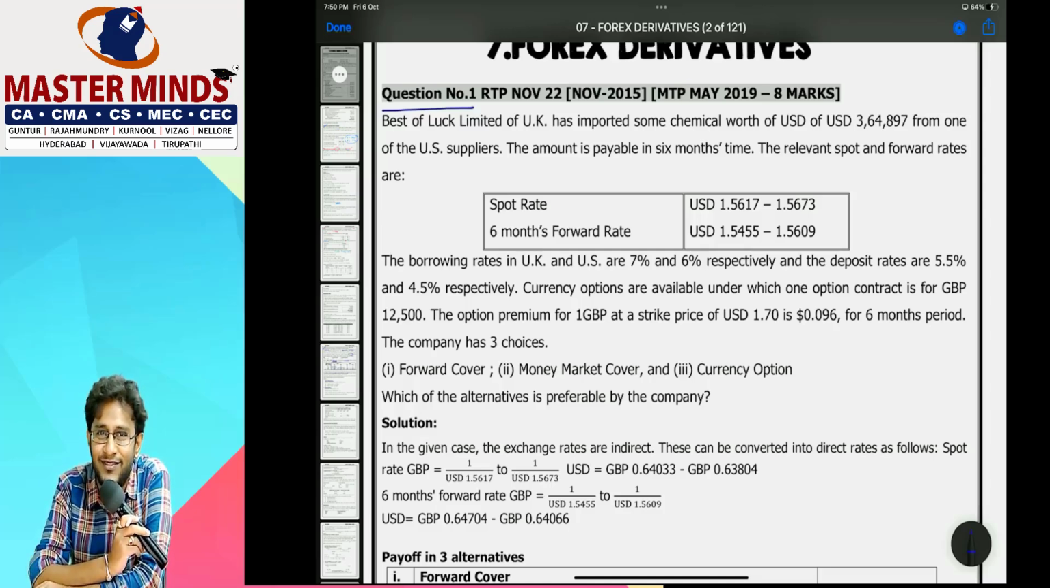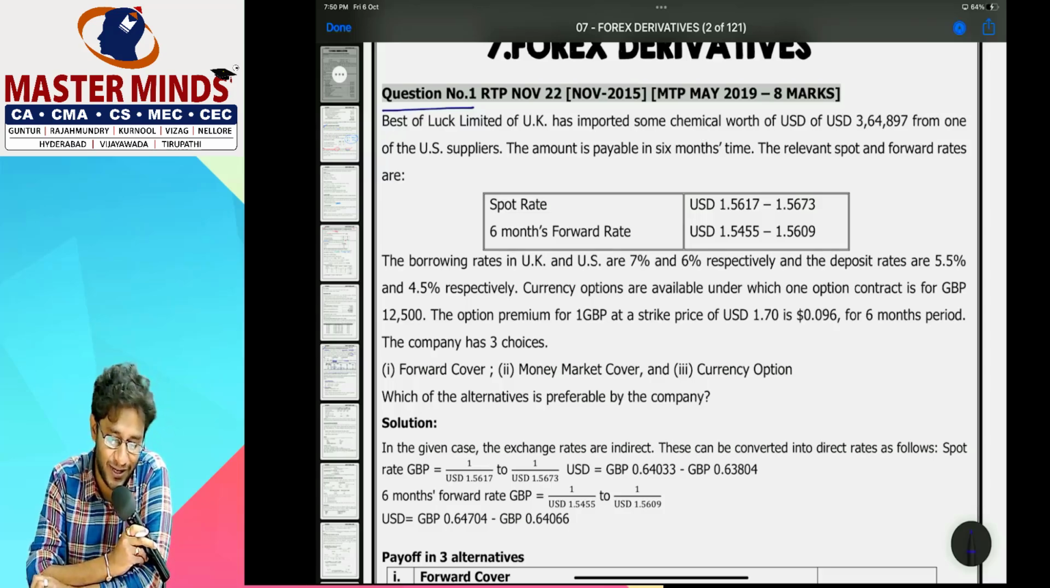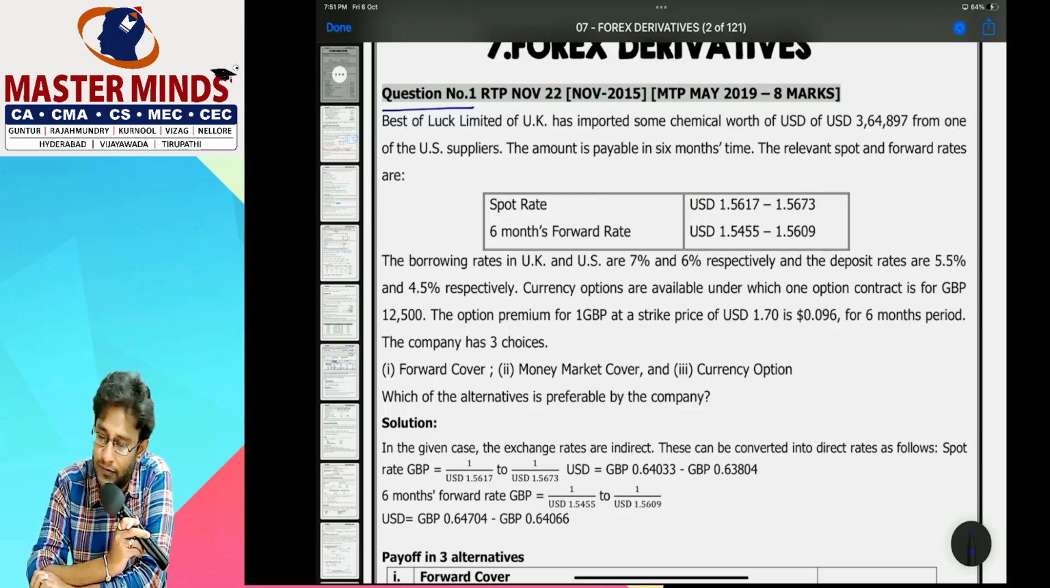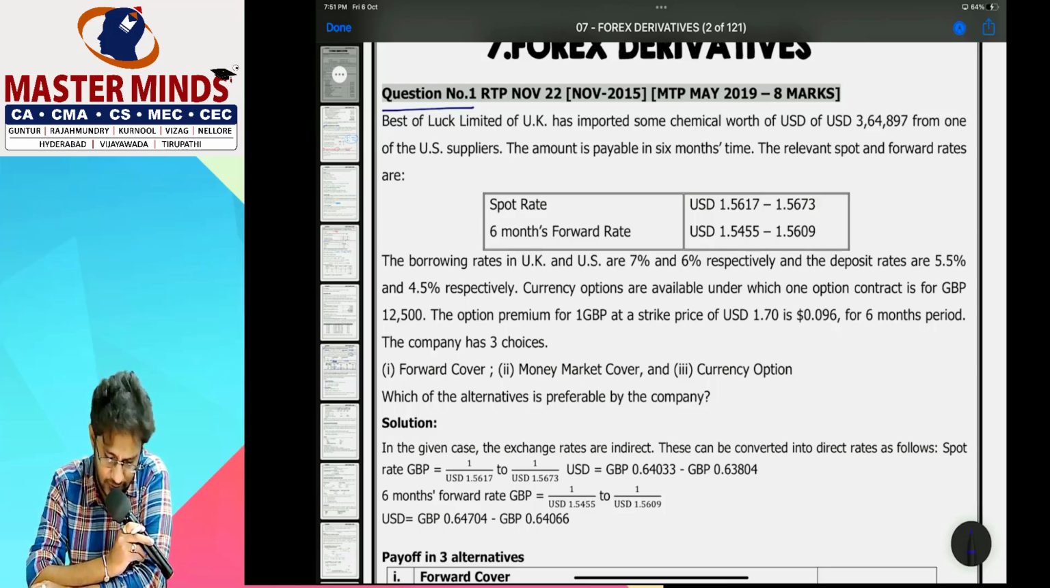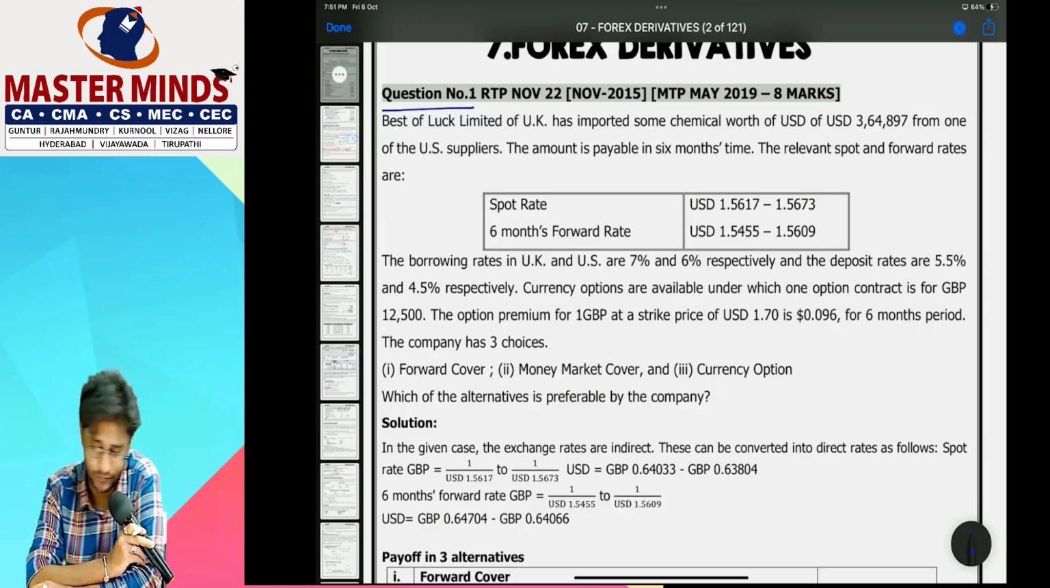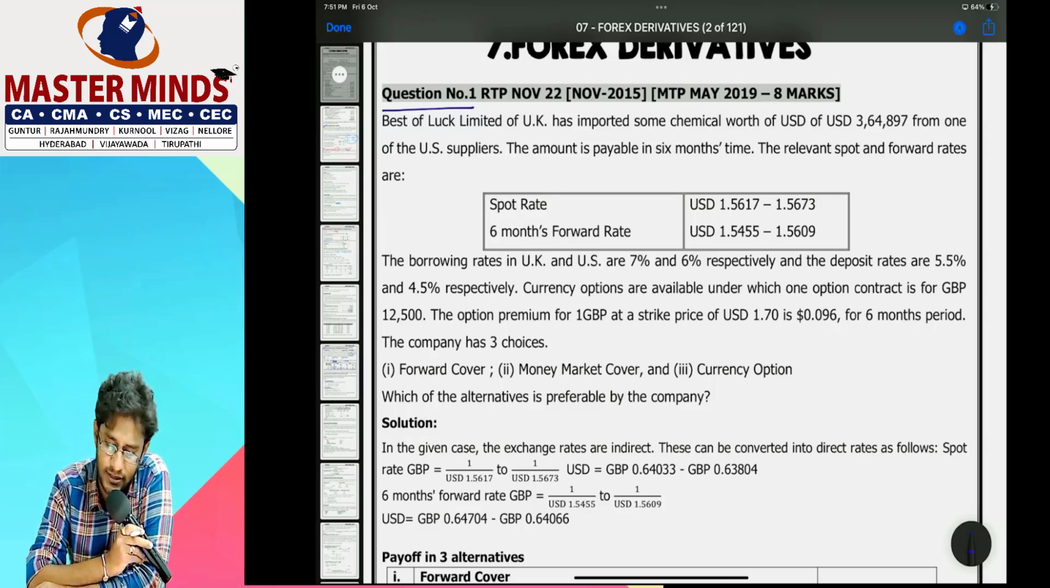Best of luck Limited of UK has imported some chemical worth US dollar 364,897 from one of the US suppliers. Imported, so definitely FC payable. The amount is payable in 6 months' time. The relevant spot and forward rates are given. On the right-hand side the dollar is there, so that is 1 pound equals so many dollars.